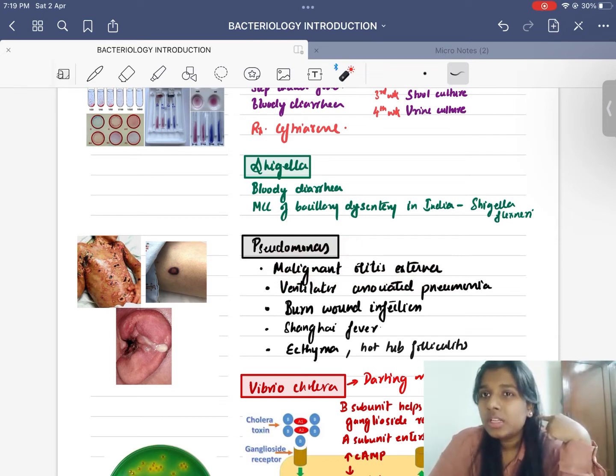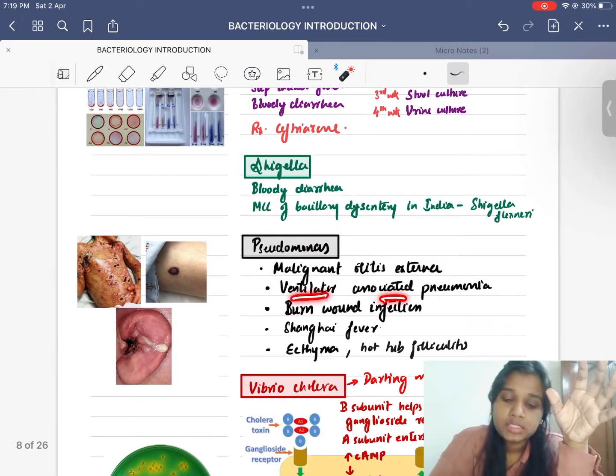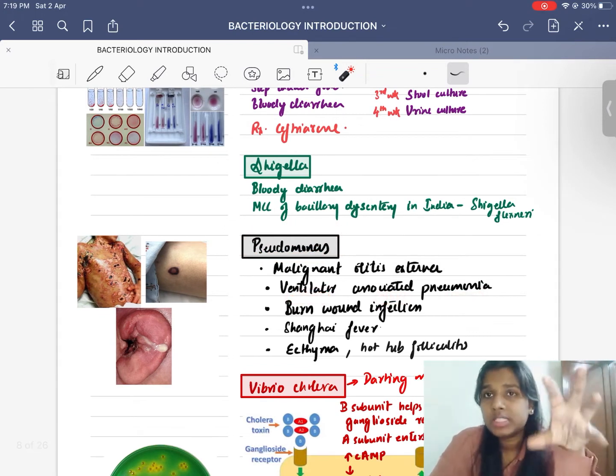Also, most of the infections of the external ear, the ear canal, are caused by Pseudomonas. Most of the infection of the ear canal, otitis externa, is caused by Pseudomonas. Then in Pseudomonas, we also learned in IM that ventilator associated pneumonia is Pseudomonas. How did we learn that?